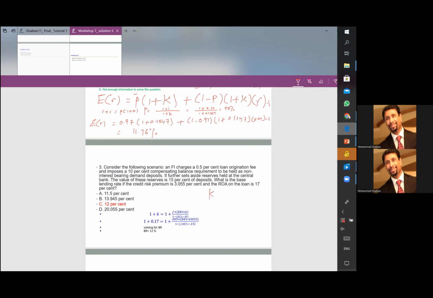Sometimes in these problems, I can give you the K, because we have K, we have M, we have fees, we have premium, and a basic rate, and we have compensation balance, and we have reserve. This is 1, 2, 3, 4, 5, 6. If I give you 5, you can calculate the 6th one. So in this case, I give you all the information including the K, and I ask you to calculate for me.